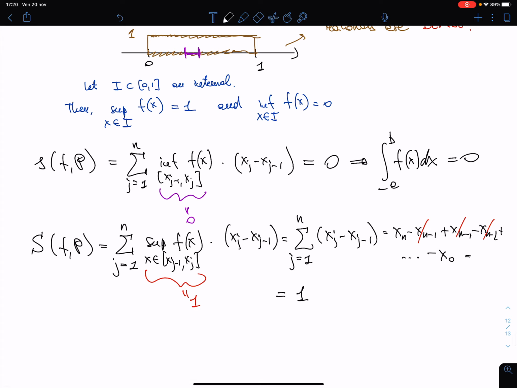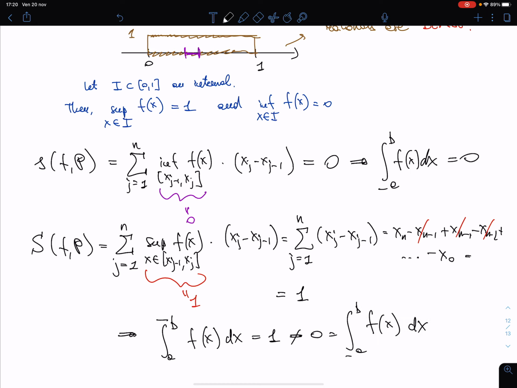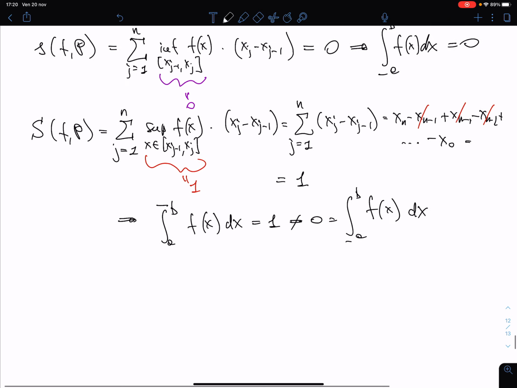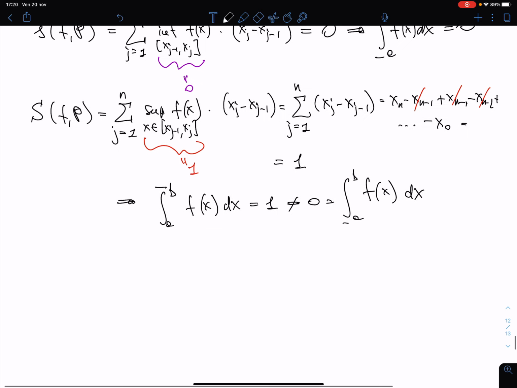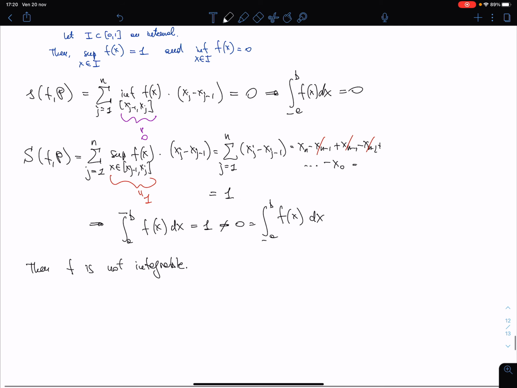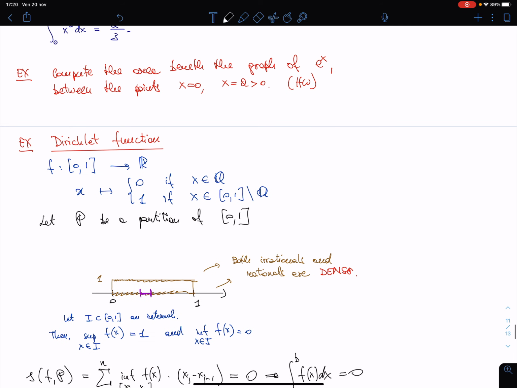And again, this is true for every partition. So the upper integral of the Dirichlet function is equal to 1, which is different from 0, that is the lower integral. Since the upper integral is different from the lower integral, f is not integrable, even though it is bounded. So we learn that there are non-integrable functions, and we also have the intuition that in order to be non-integrable, a function must be quite pathological, like the Dirichlet function.